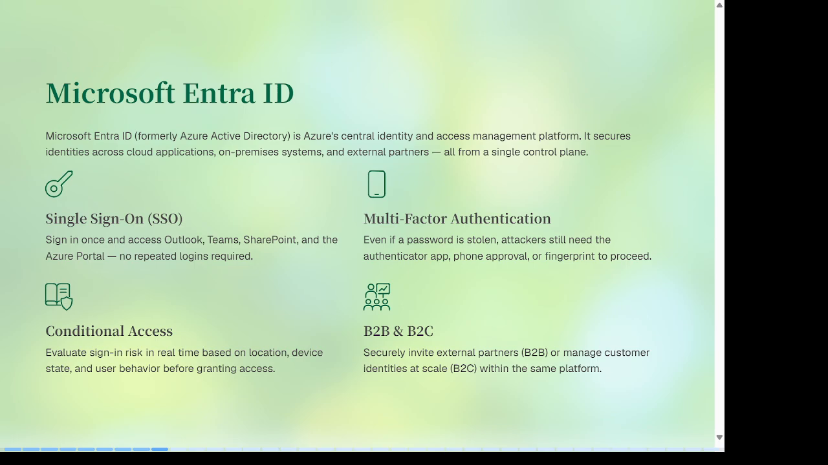So here you have to remember Microsoft Entra ID: Identity and Access Management Service. SSO: one login for multiple applications. MFA: extra layer of security beyond passwords. Conditional access: smart risk-based access control. B2B, B2C: external identity management scenarios.